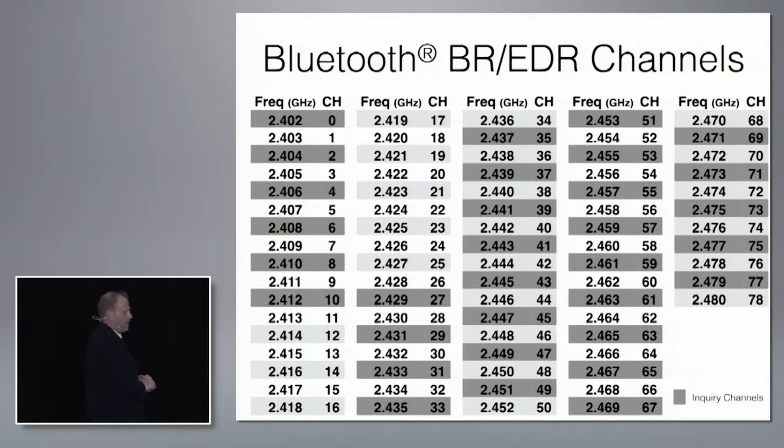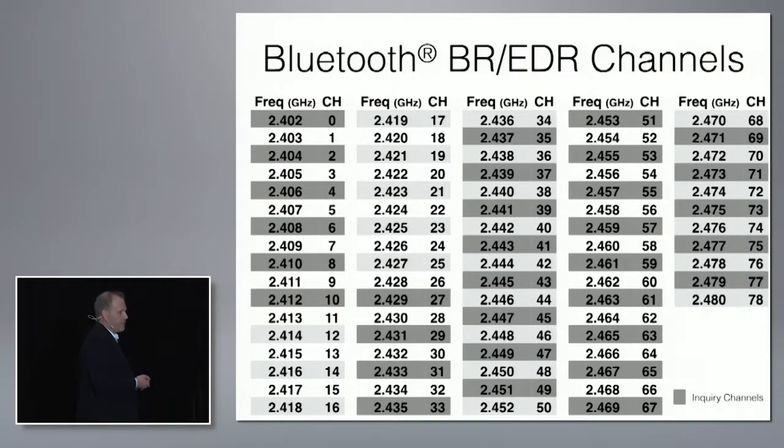What you see here is Bluetooth Classic. Bluetooth Classic is also known as BR-EDR, or Basic Rate Enhanced Data Rate. We'll talk more about that in a second. With Basic Rate Enhanced Data Rate, there are 79 channels across the 2.4 spectrum. They're each 1 megahertz wide.